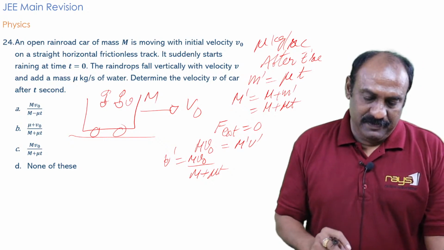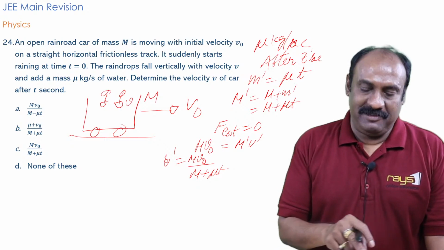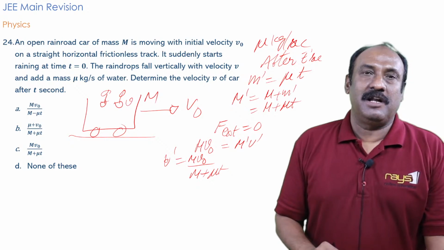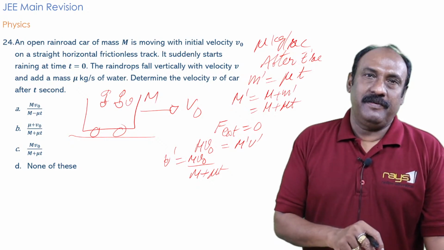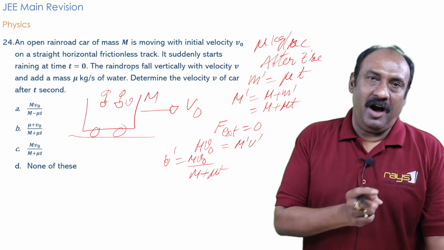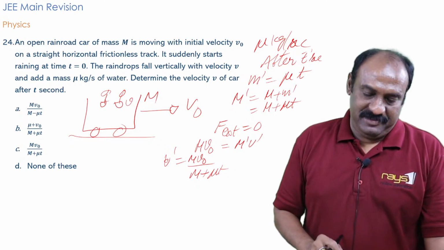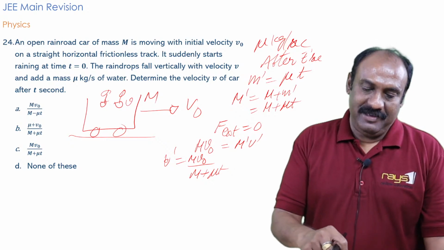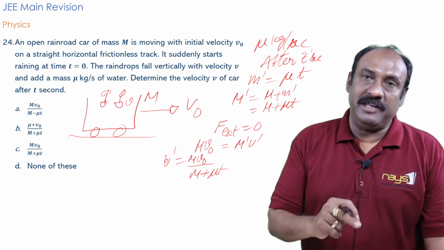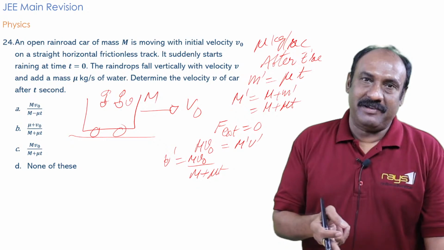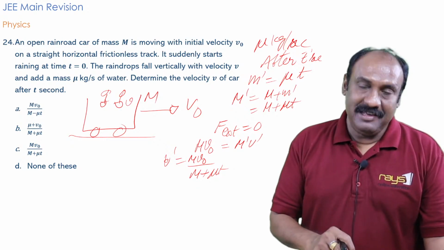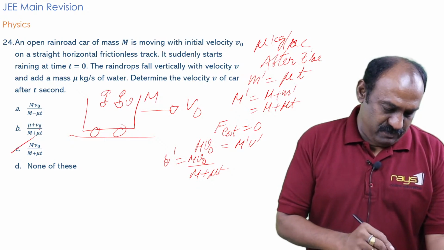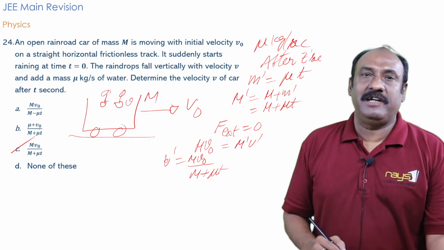So due to that, here I considered the external force acting on the system to be 0. Due to that I considered the law of conservation of linear momentum. So the total momentum of this container before and after raining for t seconds. I calculated the mass of the tanker along with rainwater as m plus m dash, which is mu t. So the velocity of the tanker after t seconds of collection of rainwater is m v0 by m plus mu t. So m v0 by m plus mu t is the answer for question number 24.